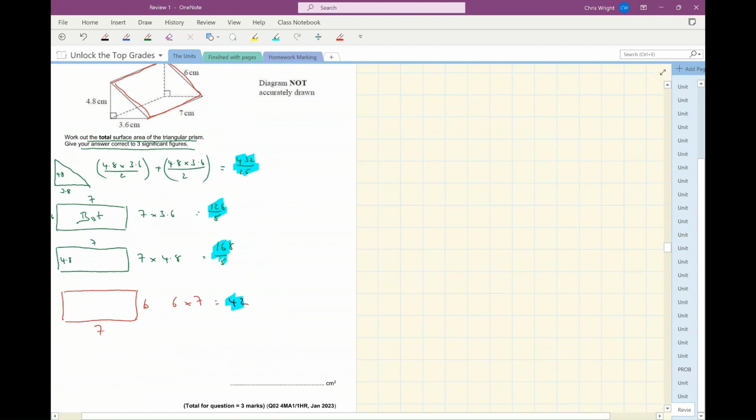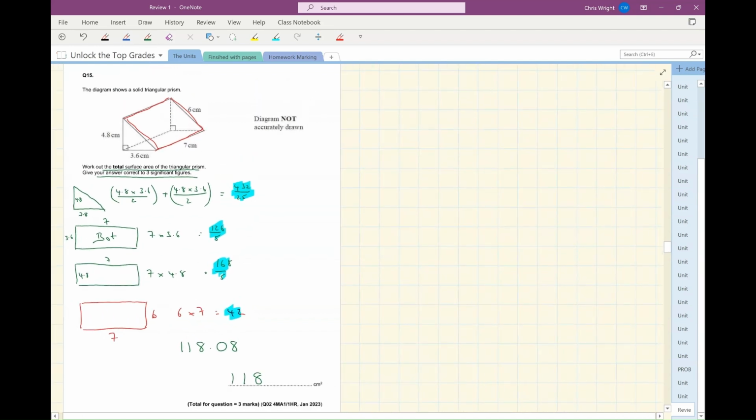So 432 over 25 plus 126 over 5 plus 168 over 5 plus 42 gives me an answer of 118.08, and they want the answer to 3 significant figures, so my answer is 118 square centimeters.